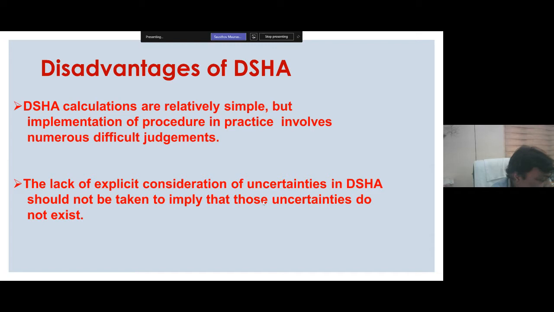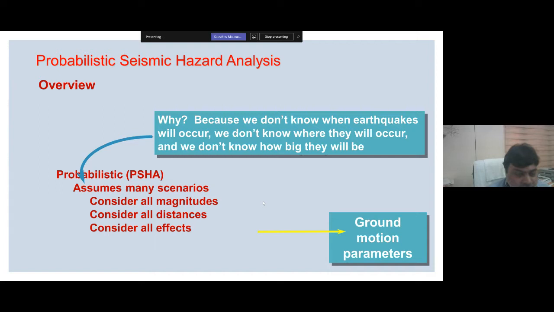But in probabilistic seismic hazard analysis, PSHA, which the entire world relies on, they take all the contributions together. Because we do not know when earthquakes will occur, where they will occur, or how big they will be, the PSHA assumes many scenarios. It considers all magnitudes, all distances, and all effects, and then we determine the ground motion parameters.